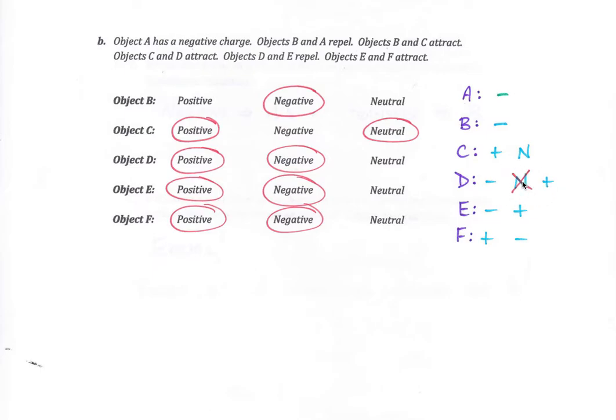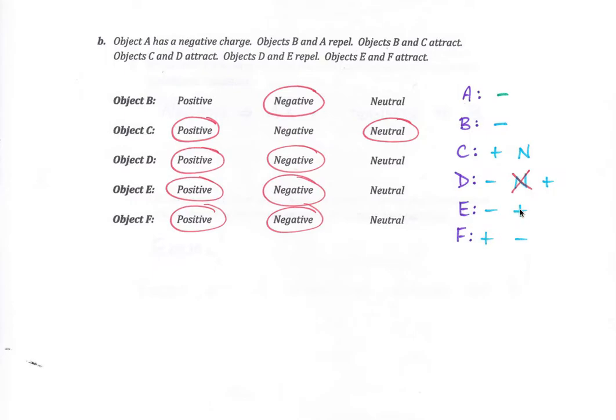The reason why I've crossed out neutral is when I move ahead, it says objects D and E repel. If D and E repel, D cannot be neutral because a neutral object is incapable of repelling anything. So that leaves me with negative and positive. And if D and E are repelling, well, a negative repels a negative and a positive repels a positive. If E and F attract, well, if E is negative, a positive will attract that.